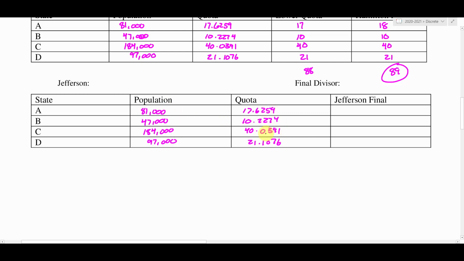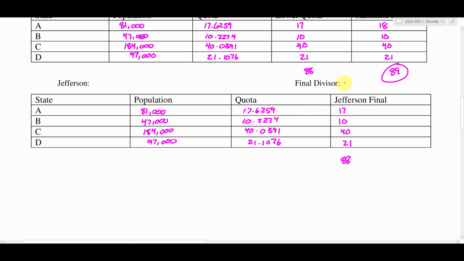Again, populations and calculating of the quotas all stay the same here. But when we get to those quotas, what Jefferson said to do was to ignore the decimal parts. And so if I do that, what I'll get is 17, 10, 40, and 21, and if I add those up, we already know from Hamilton's method that we will get 88 seats apportioned. So that is not enough. So we are going to have to modify the divisor here to make that work. So remember, Jefferson didn't award the bonus to the highest decimal portion. Instead, what Jefferson did was he went back and said, let's just change the divisor so that when I get those lower quotas, I get the numbers that I need.